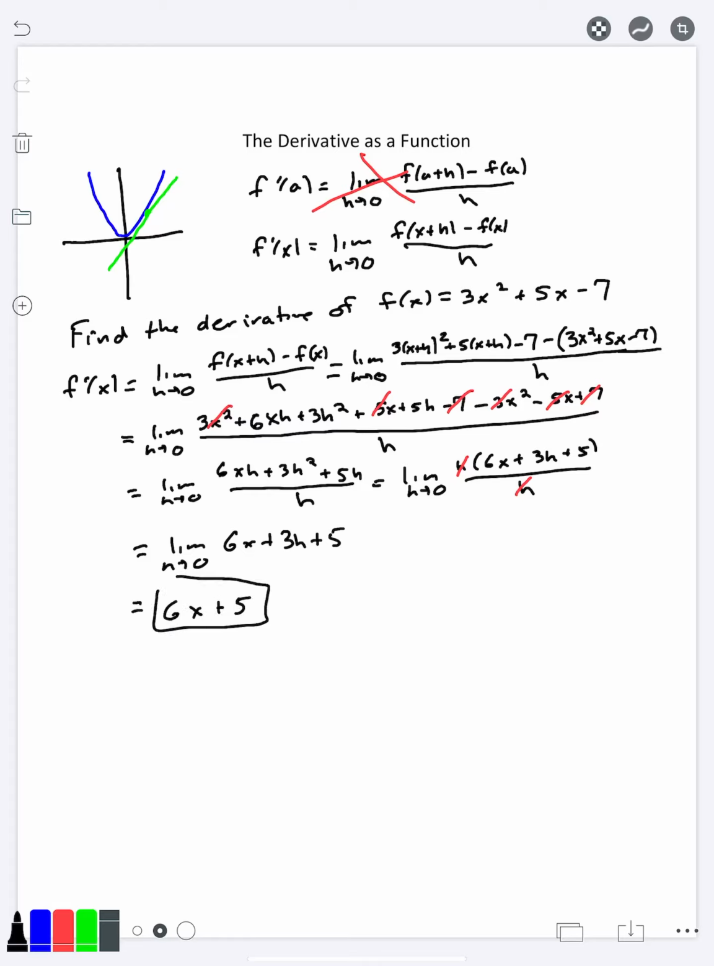And we get our final answer here, 6x plus 5. So that means the derivative of this function is 6x plus 5. And now that you have this formula, if you want to find the slope at x equal to 3, or x equal to 4, or x equal to 27 million, whatever x value you want, you just plug it in there, and that will tell you the slope at that point.